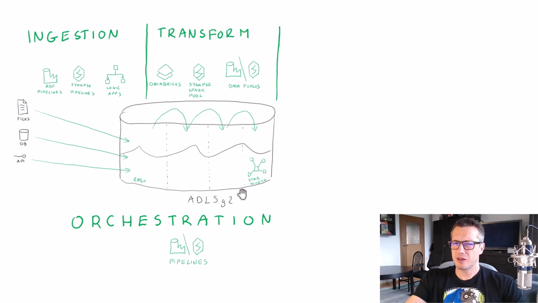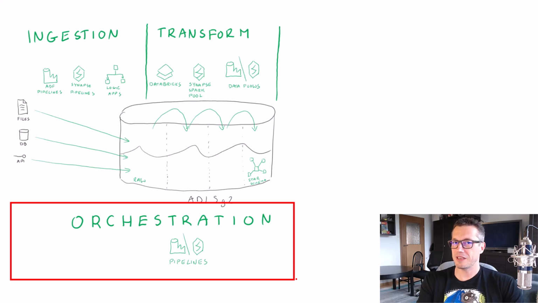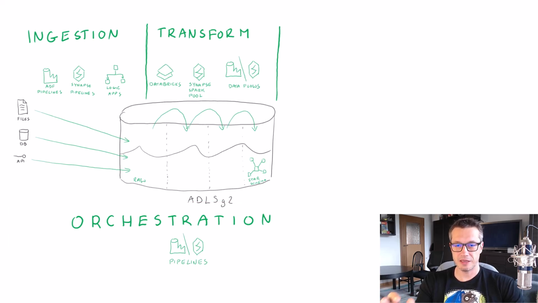And to orchestrate the whole process, to organize it into logical steps that are executed one after another, we can use either Data Factory pipelines or Synapse pipelines. And great, so this is what we have at this moment.